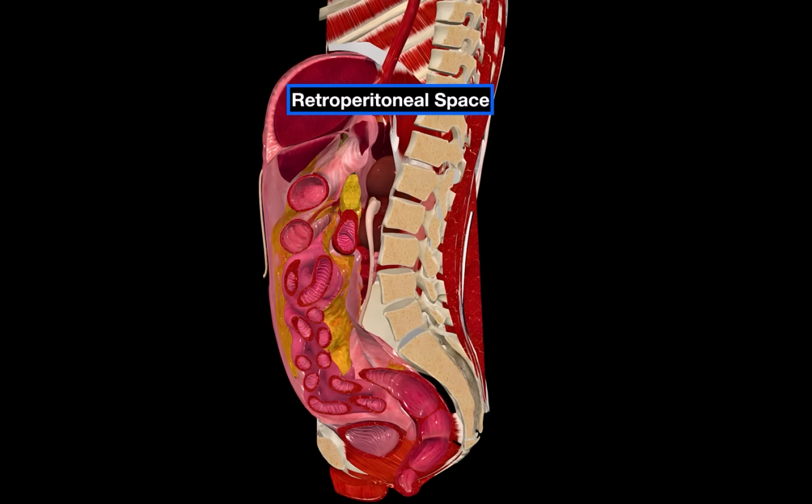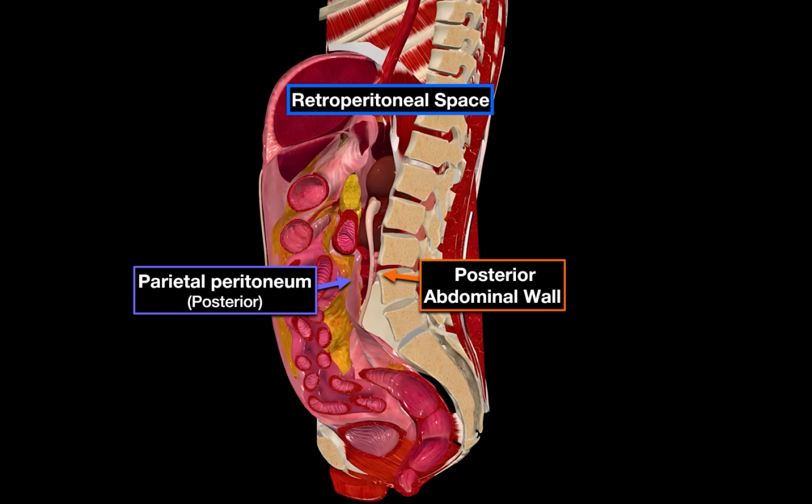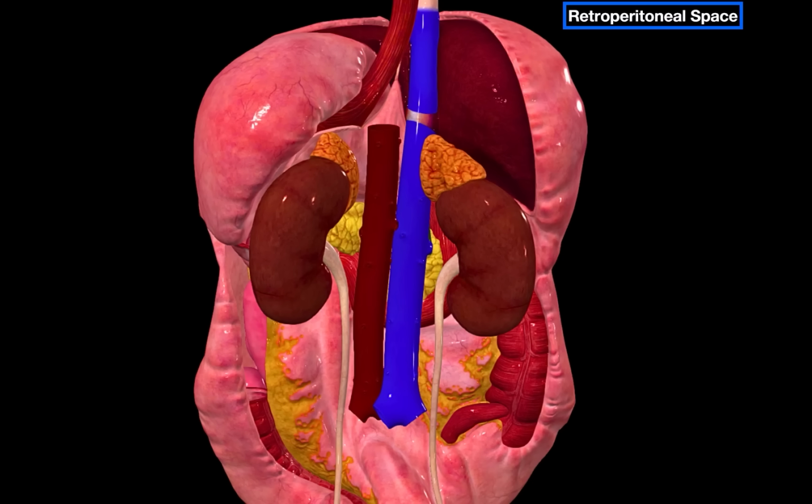The retroperitoneal space is the area between the posterior parietal peritoneum in front and the posterior abdominal wall behind. It sits on either side of the vertebral column and contains structures that are not covered by the peritoneum, or at least not fully. Let's just remove the posterior abdominal wall and expose it fully. So now we are looking at the abdominal cavity from behind, after removing the bones and muscles, right?